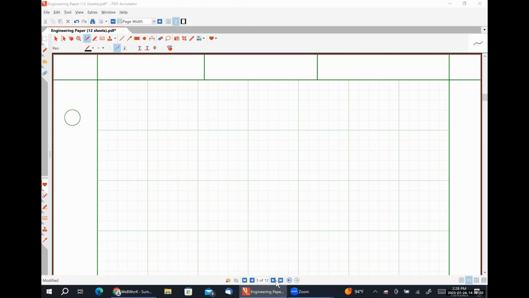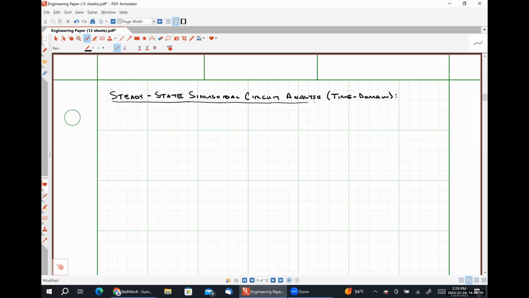So now we are going to actually start analyzing circuits again. So I'm going to call this steady state sinusoidal circuit analysis. This is going to be our topic for the next several days. And today we are going to focus on looking at things in the time domain. And I'm going to go ahead and preface this by saying that looking at signals for circuits undergoing sinusoidal steady state in the time domain is going to involve a ludicrous amount of trigonometry and a fair amount of calculus. It's going to be difficult.